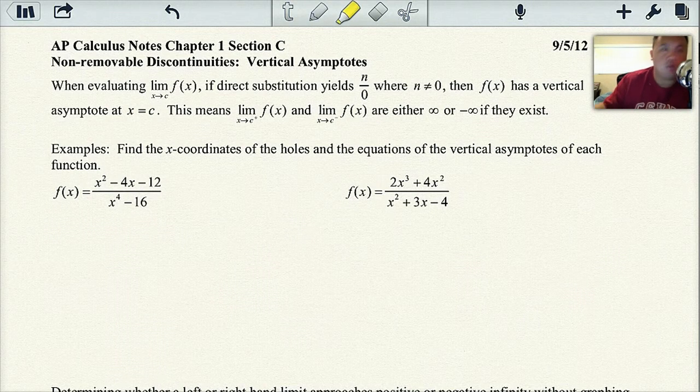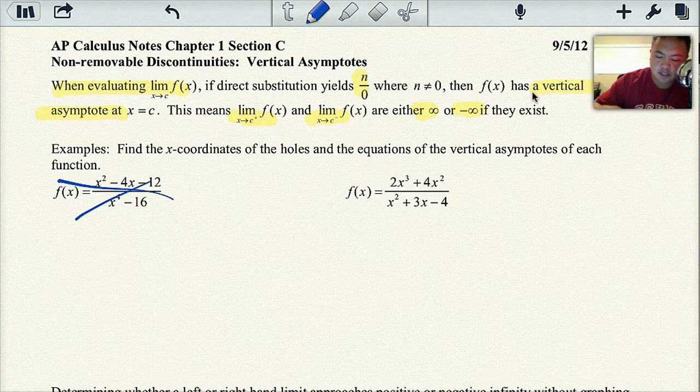Here's what I want you to read. We'll read it together. When evaluating a limit, if direct substitution yields a number over 0, that means you have a vertical asymptote. That means your limit goes to infinity. So every time you have a number over 0, it goes to infinity. Okay? That means as x goes to c plus or c minus, the limit has to equal either positive infinity or negative infinity.